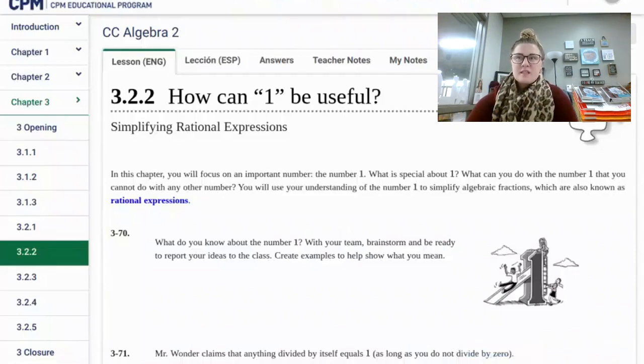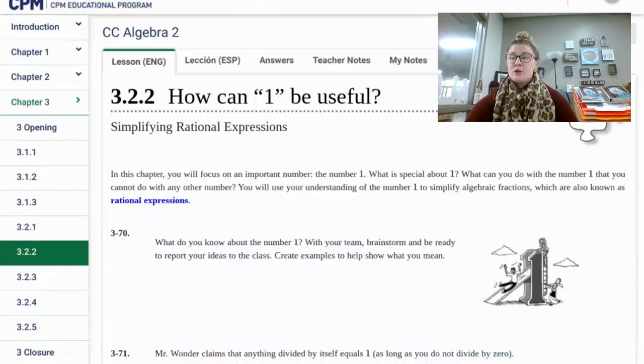Good morning, everyone. Today we are going to be working on lesson 3.2.2, and it is titled, How Can One Be Useful? So we're going to be simplifying rational expressions. Now, it might seem super trivial, like we're just working with how one can be useful, but really this is going to help us simplify a lot easier. And when we're talking about rational expressions, we're looking at basically polynomial division.